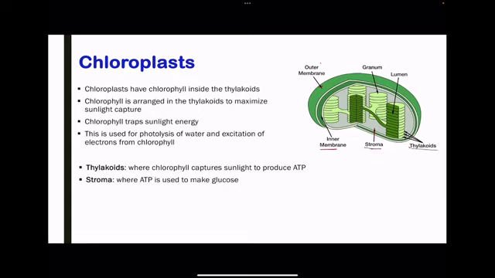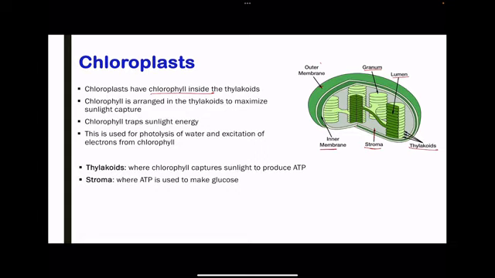We have the thylakoids. These thylakoids contain the chlorophyll molecules inside them. We have the lumen inside there, we have the granum, which is the stack of thylakoids, and so on. And chlorophyll is arranged within the thylakoids to maximize sunlight capture. So there is a specific arrangement that allows for maximum capturing of sunlight. We also need to know that chlorophyll is the one that traps the sunlight.